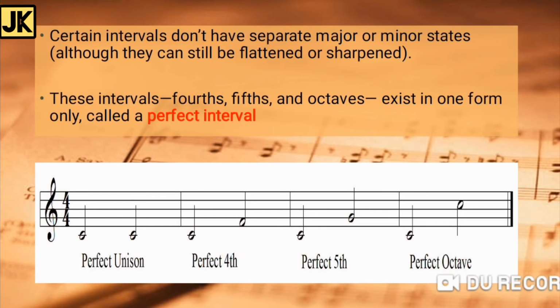Certain intervals don't have separate major or minor states. It doesn't mean that we can't sharpen or flatten those notes. We can do so, but we don't name them as major or minor. These intervals exist in only one form, so they are called perfect intervals. Example, perfect fourth, perfect fifth, octave and unison. In the C major scale, C and F is a perfect fourth and C and G is a perfect fifth.